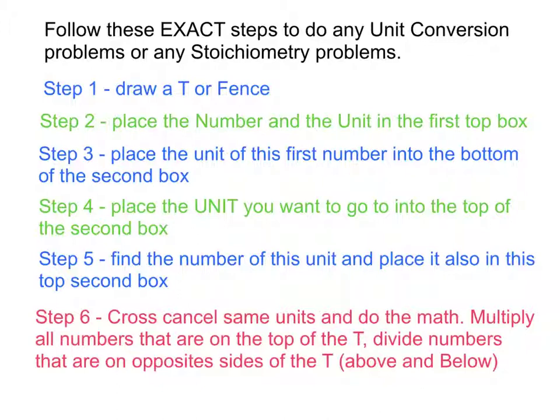Step 4, we place the unit you want to go to in the top of the second box. Step 5, we find the number of this unit and place it also in that second box. And then number 6, we do our cross-canceling of similar units and we do the math. Remember, anything that's on top of the fence line, we multiply. Anything that's on bottom, we would divide. Now, I know this is confusing.